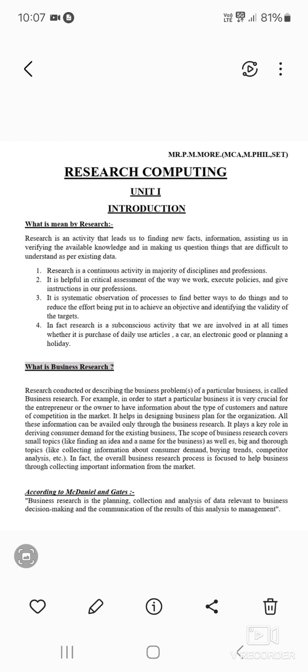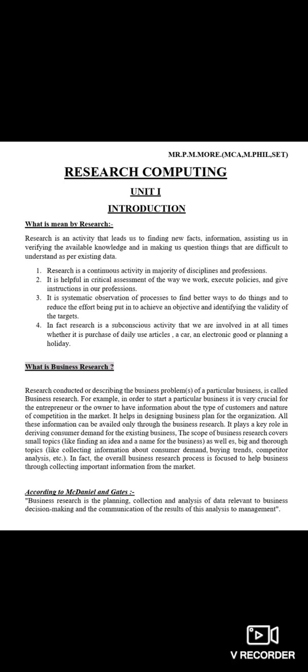So what is a business research? Research conducted for describing the business problem of a particular business is called as business research. म्हणजे ज्यावेळेला रिसर्च हा बिझनेस रिलेटेड प्रॉब्लेम्स ऑक्युअर करत असेल अँड वी हॅव टू फाइंड द solution for business, particular business organization, then that type of research is called as a business research.